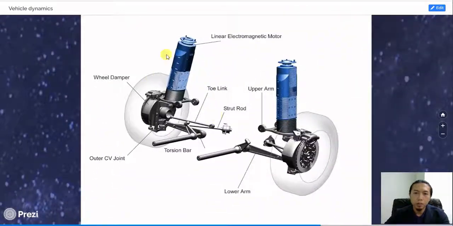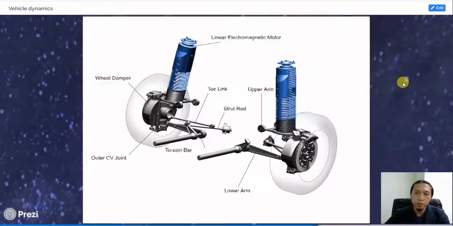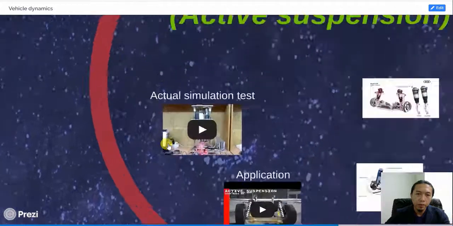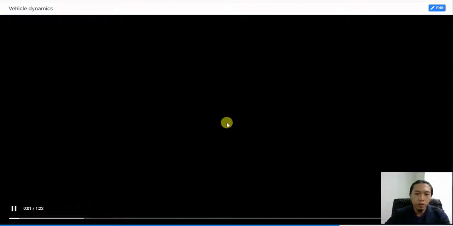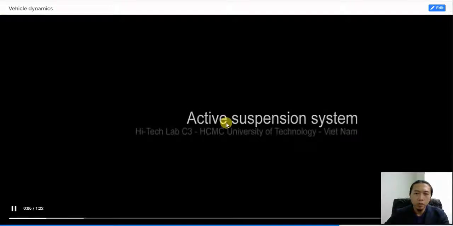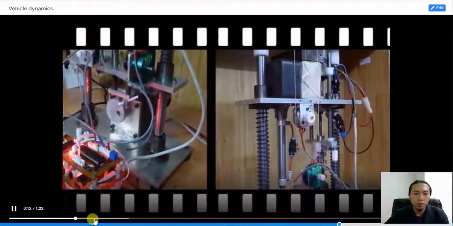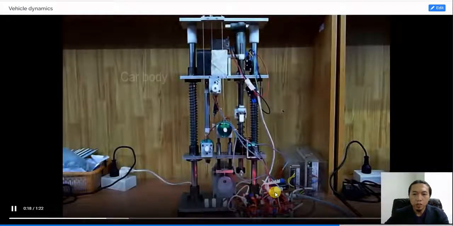This is another example of active suspension. I will show you the simulation of an actual lab here. You can watch this video for a moment. This video simulates the active suspension system using LQR.